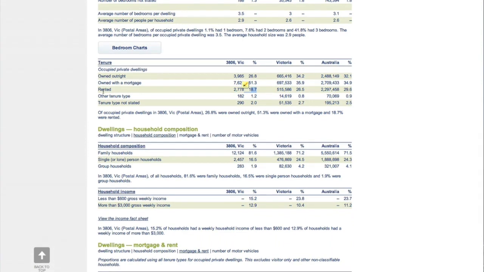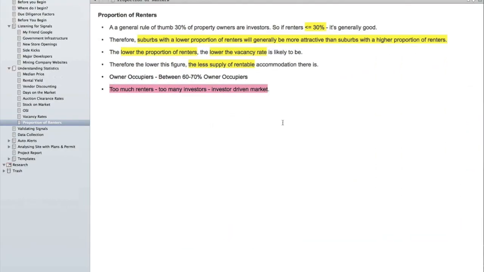If the rented proportion is only 18.7%, that tells me it's more of an owner-occupied area with fewer renters, so there will be less supply of rentable property in that area. So that's a good indicator to find out what the proportion of renters is in a particular suburb.